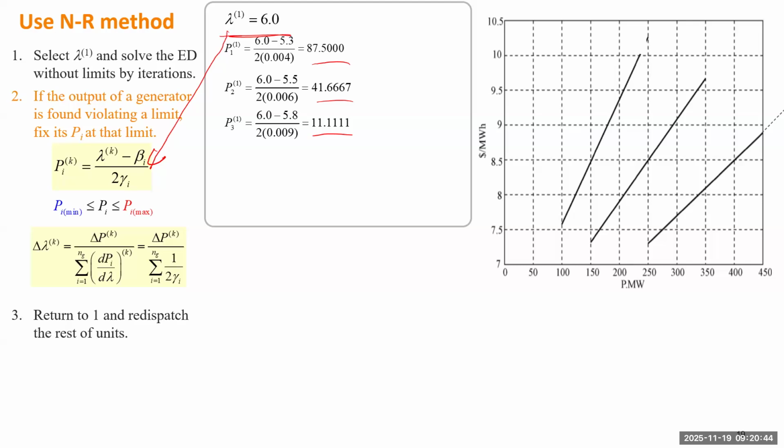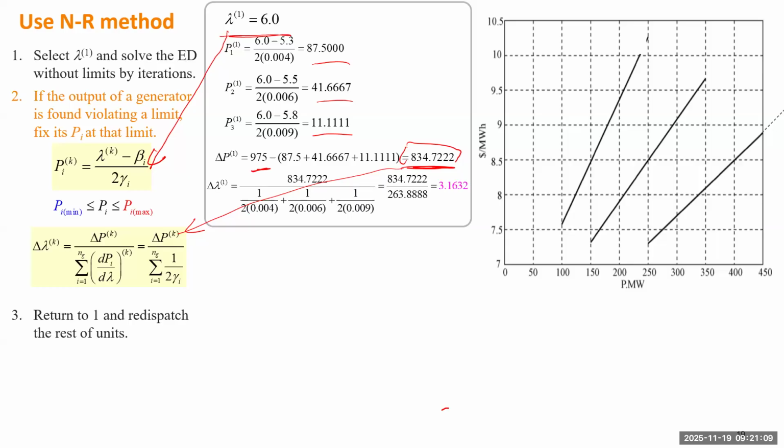But we can utilize the gap. The gap is really huge, right? The target is 975. The gap is more than 800. So we plug in that gap and also the initial guess for the generator output to the second formula. The second formula will estimate how much you need to update the lambda. It tells you that you need to increase the lambda by more than 3. Then we move to the second step.